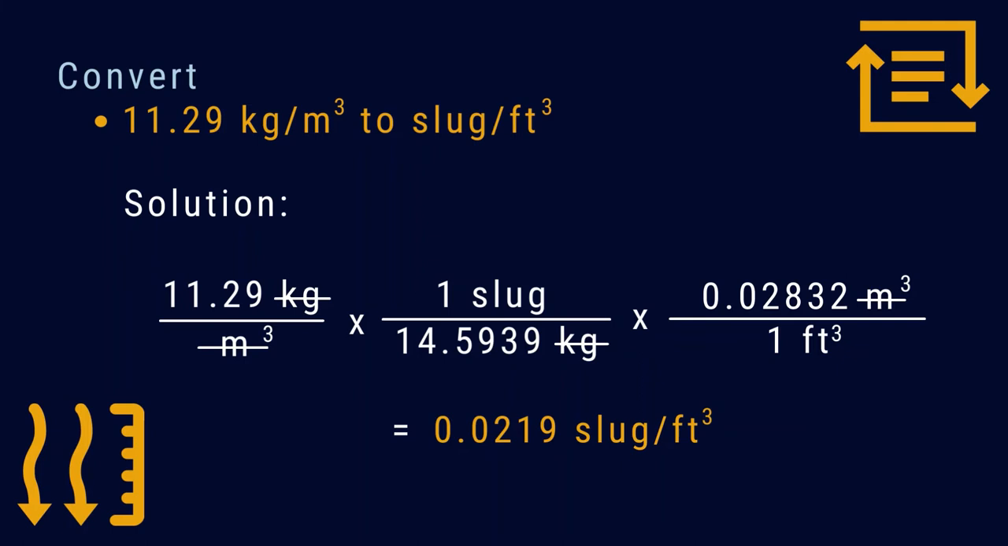And to cancel the unit of kilogram and cubic meter and get the unit of slug per cubic foot, we will multiply 11.29 by 0.02832 and divide by 14.5939 to get the answer of 0.0219 slug per cubic foot.